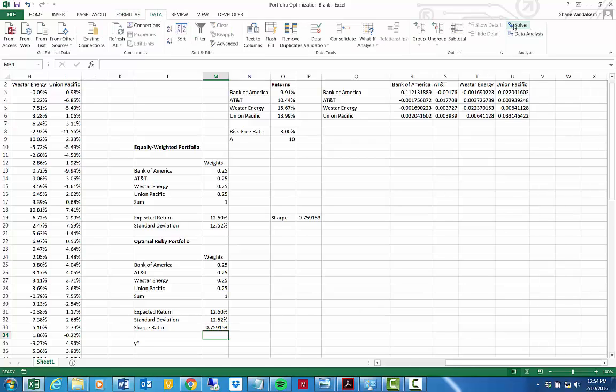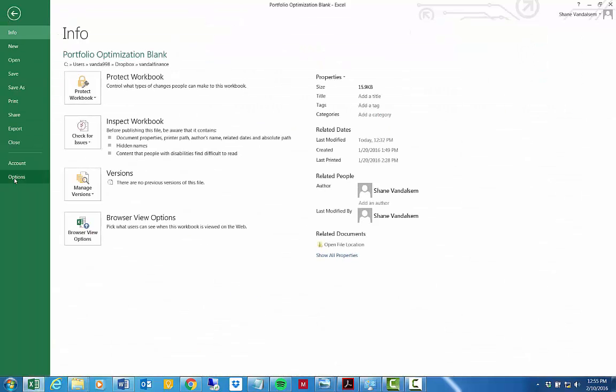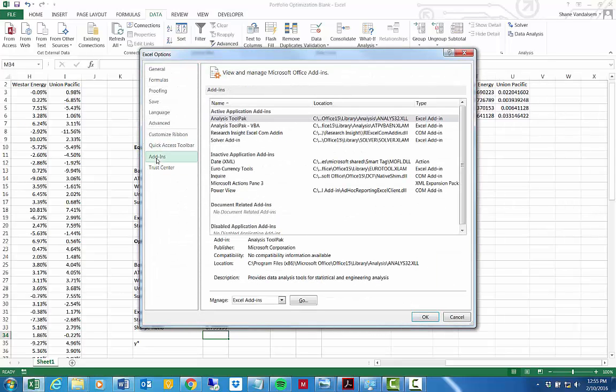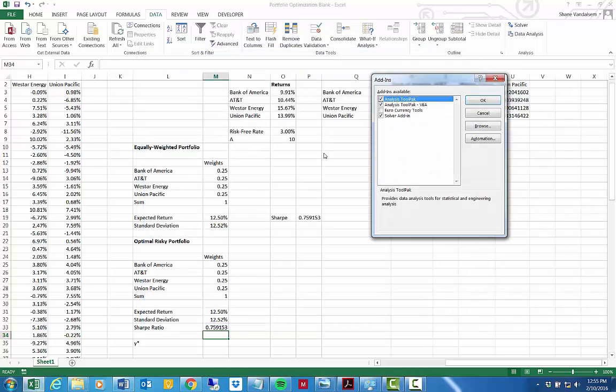So I'm going to press Data. Up here I have Solver. If it is not installed on your Excel, here's how to do it. Go to File, go to Options, go to Add-ins. So down here it says Manage Excel Add-ins. I want to go to that. And then you'll want to select Solver Add-in if it's not already selected. So make sure there's a checkbox there.